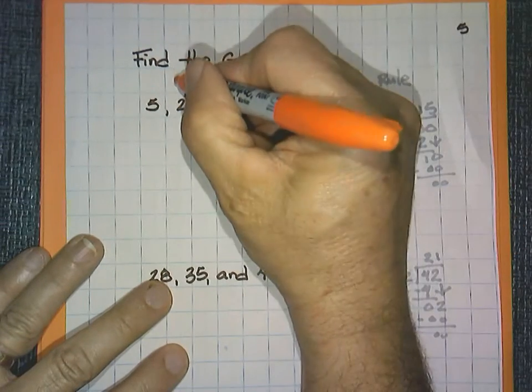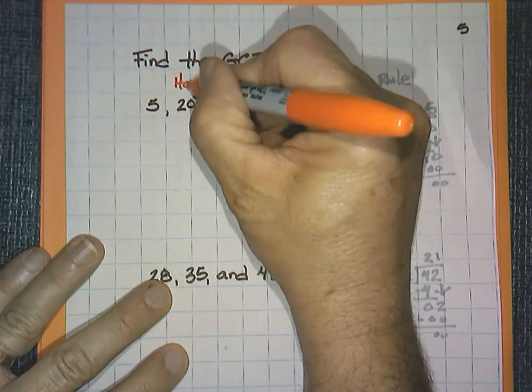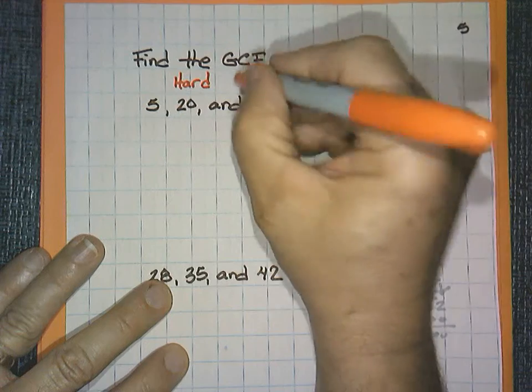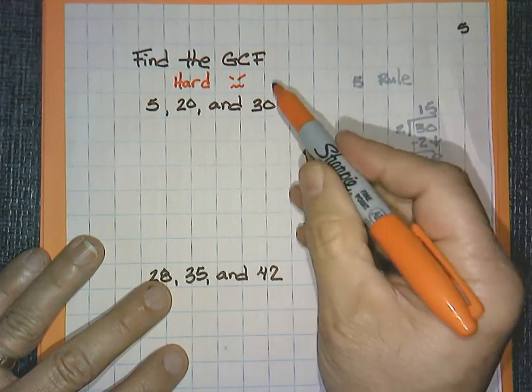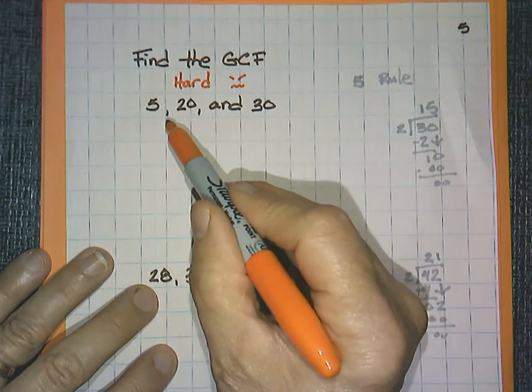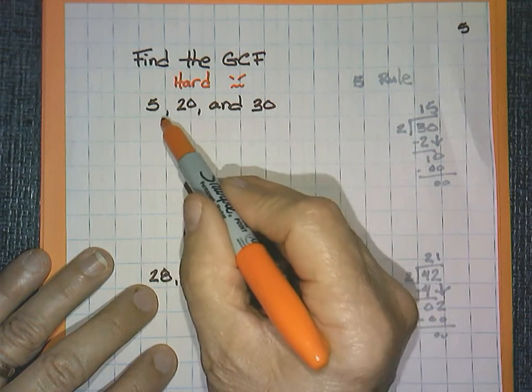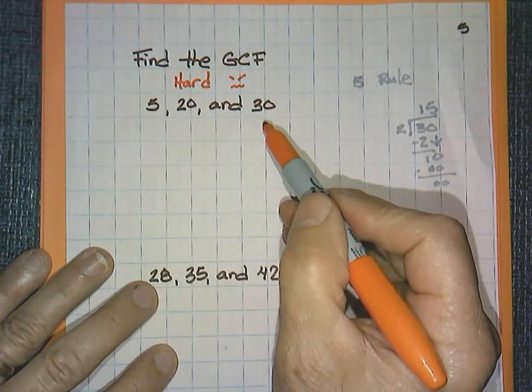I guess I should have written a note for maybe a little bit harder, right? I don't know if that's a little bit of a hard face here. Notice that we have 3 this time, 5, 20, and 30.